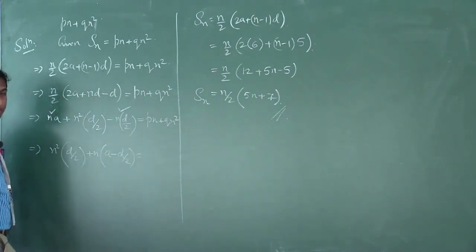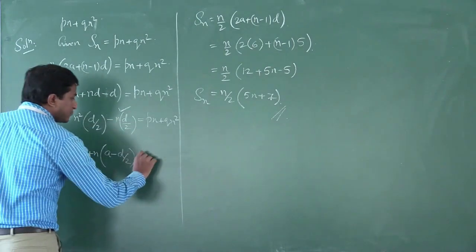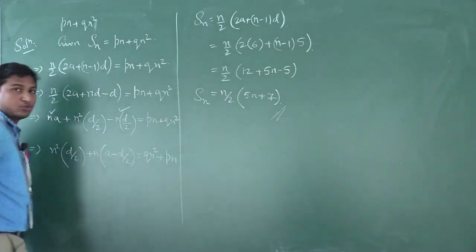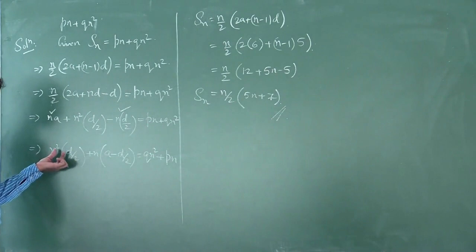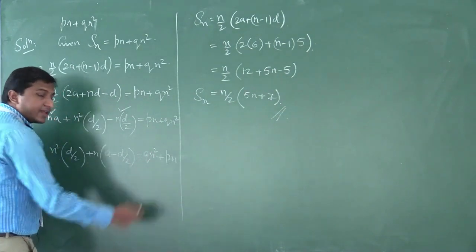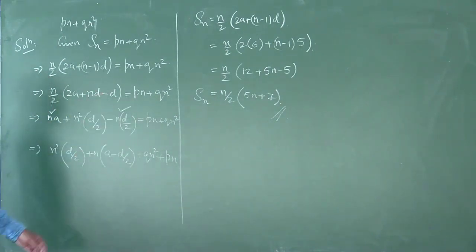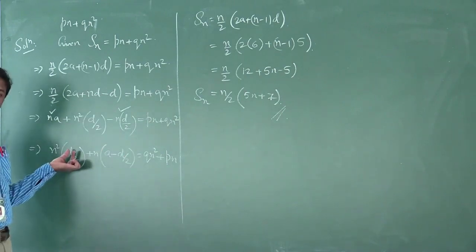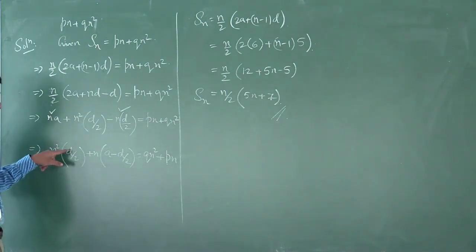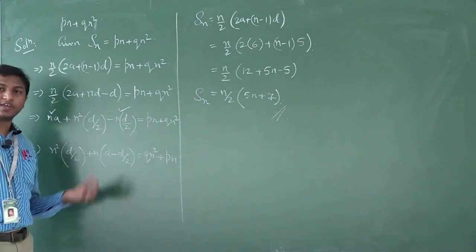Similarly on the RHS, I will write the n square term first, then the n term. So this is Qn square plus p into n. So we have an n square term and an n term on the LHS, an n square term and an n term on the RHS. So just like the previous problem, what can we do? We can equate the coefficient of n square. If I equate the coefficient of n square, I get d by 2 equals q.